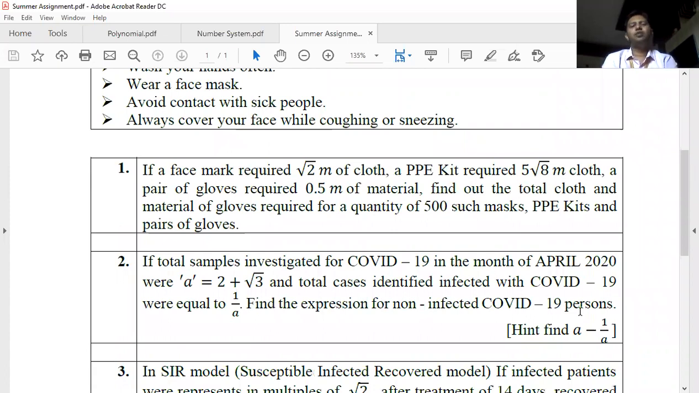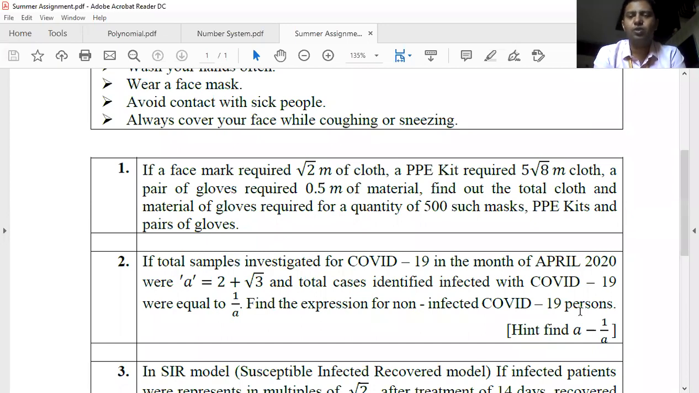If a face mask requires root 2 meters of cloth, a PPE kit requires 5 root 8 meters of cloth, and a pair of gloves requires 0.5 meters of material, then find out the total cloth and material for gloves required for a quantity of 500 such masks, PPE kits, and pairs of gloves.